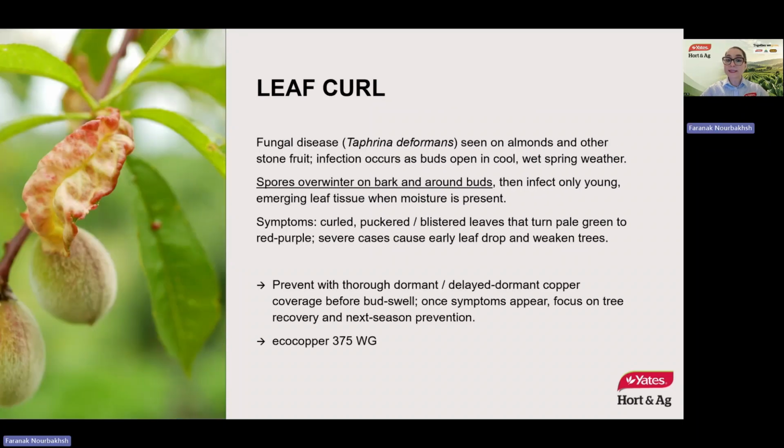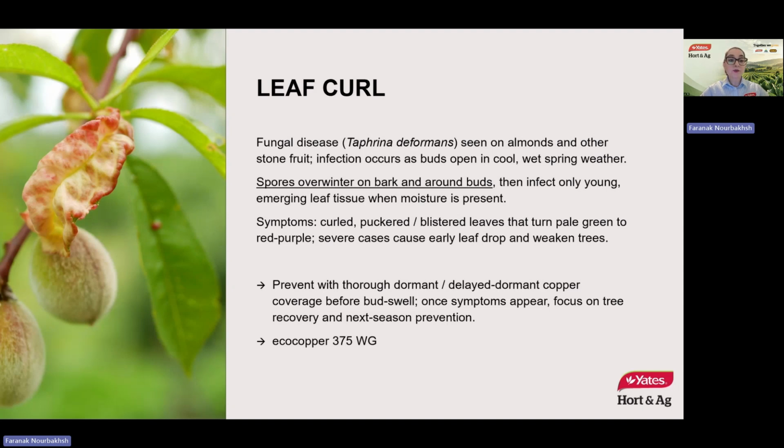Leaf curl is a fungal disease that affects stone fruit trees, and one of them is almond. Infection can happen when buds open in cool, wet spring weather. Spores overwinter on bark and around buds. So the most effective way to control this fungal disease is considering copper-based fungicide application during winter time to manage these spores that are overwintering on bark and around buds.